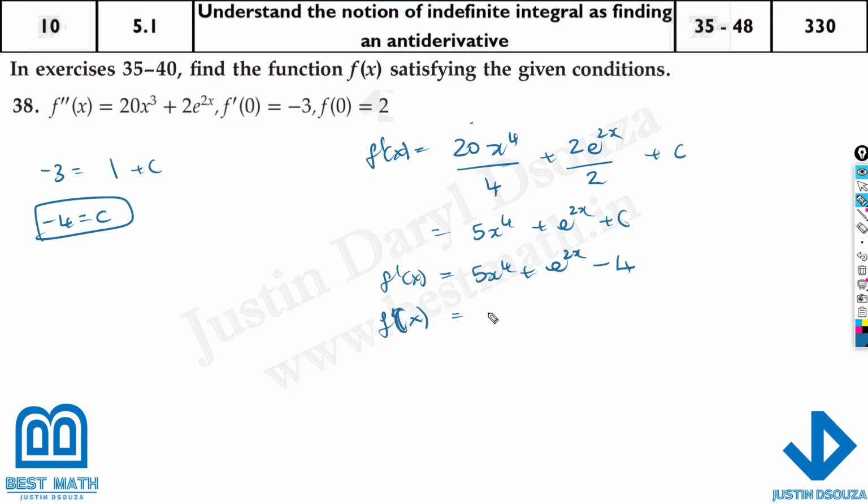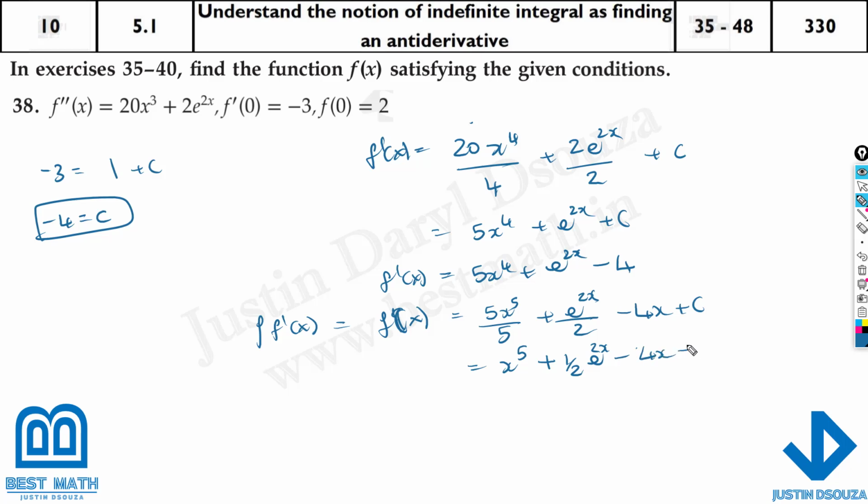We get, see, if we integrate f prime of x, we will get f of x. So it will be 5x raised to 5 by 5 plus e raised to 2x divided by 2 minus 4x plus c. It's going to get bigger, but since they are all power rules, they are pretty simple. Now then, here let us cancel and simplify how much we can. It will be x power 5 plus half e raised to 2x minus 4x itself, plus c.